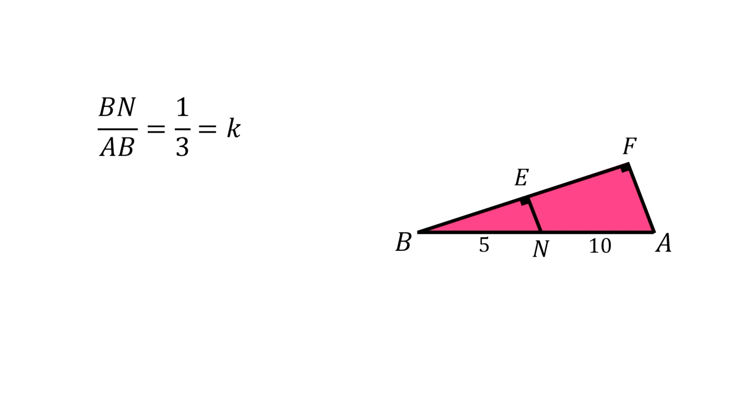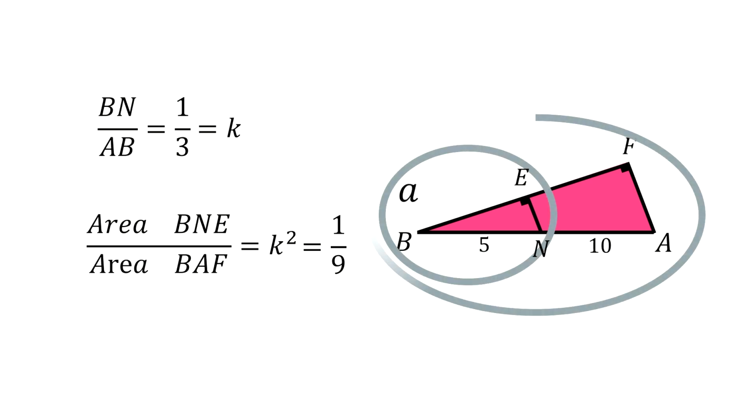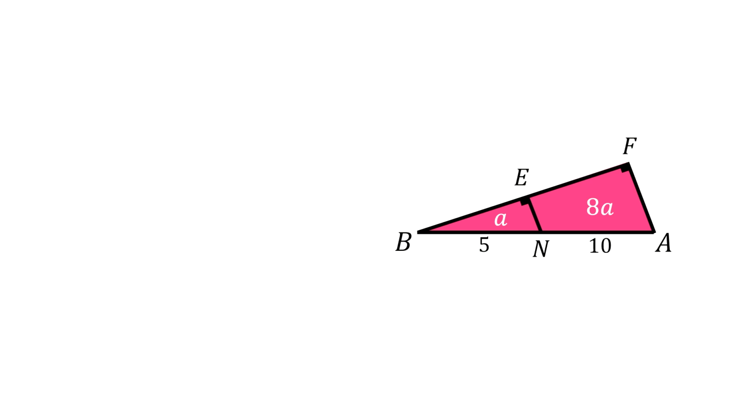If we consider this ratio as K, the ratio of the areas of these triangles will be equal to K squared, which means 1/9. This means that if this triangle has an area equal to A, then the area of the larger triangle is 9A. With the same assumption that the area of the smaller triangle is A, the area of the quadrilateral is 8A. Now, we apply this to the figure.